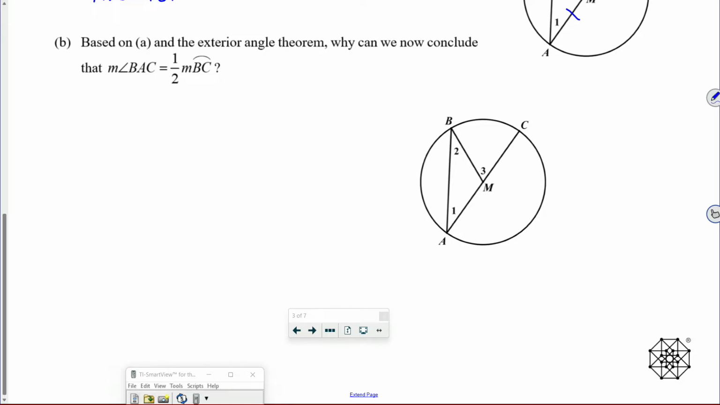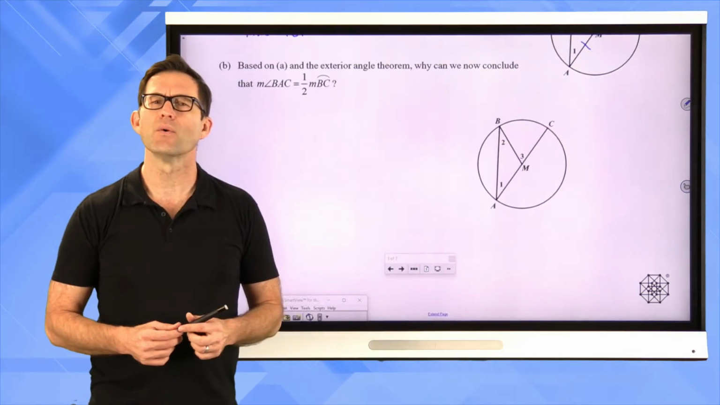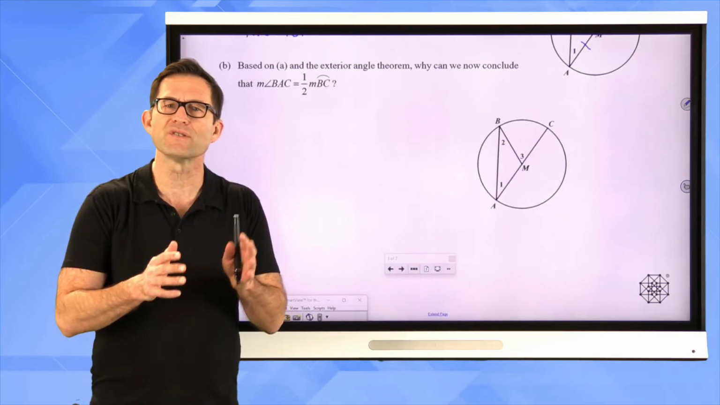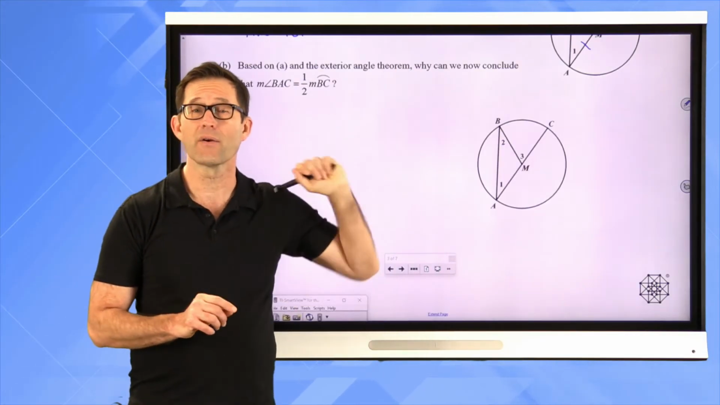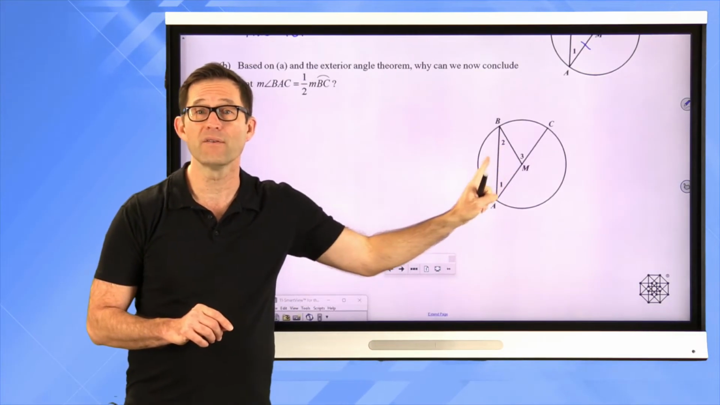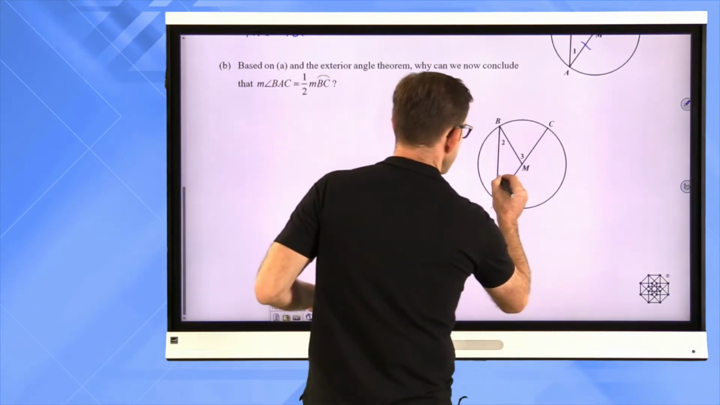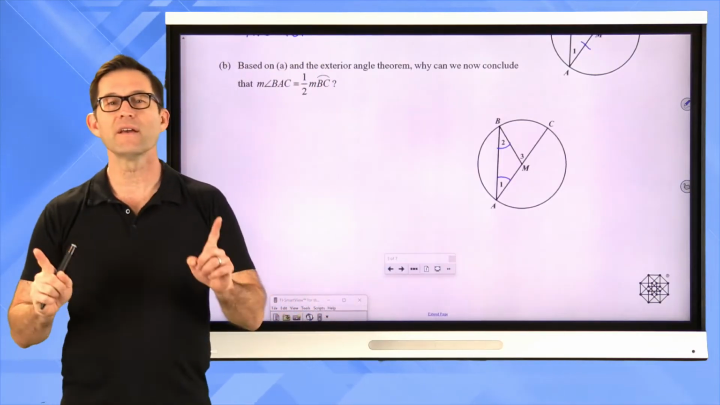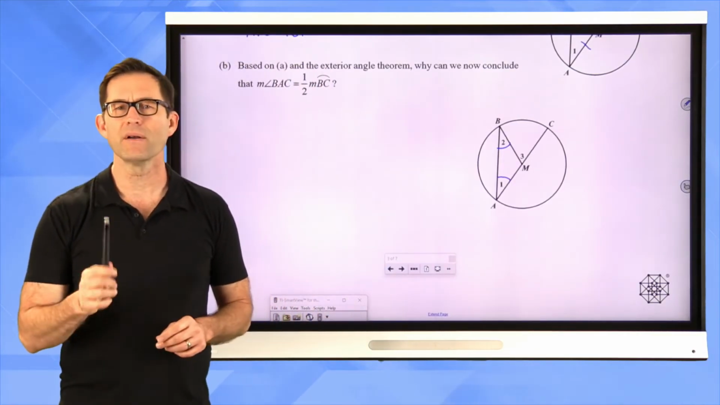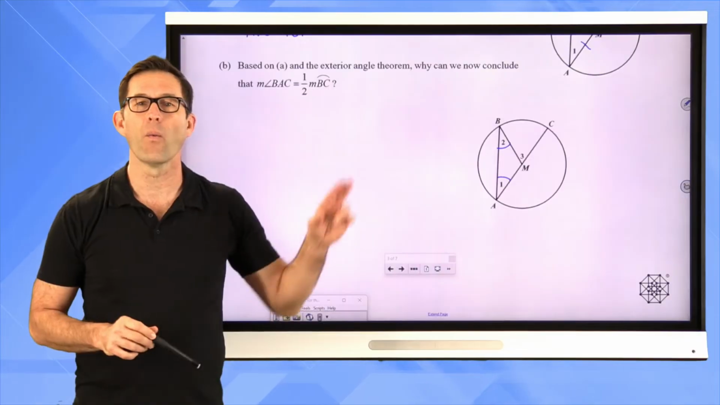Based on A and the exterior angle theorem, why can we now conclude that the measure of angle BAC is equal to 1/2 the measure of arc BC? Pause the video now and see if you can think about why this has to be true given what we just saw in letter A. Given the fact that 1 and 2 are congruent angles. In fact, let's mark those right now. And given the exterior angle theorem. So pause the video now and see if you can figure out why this must be true.